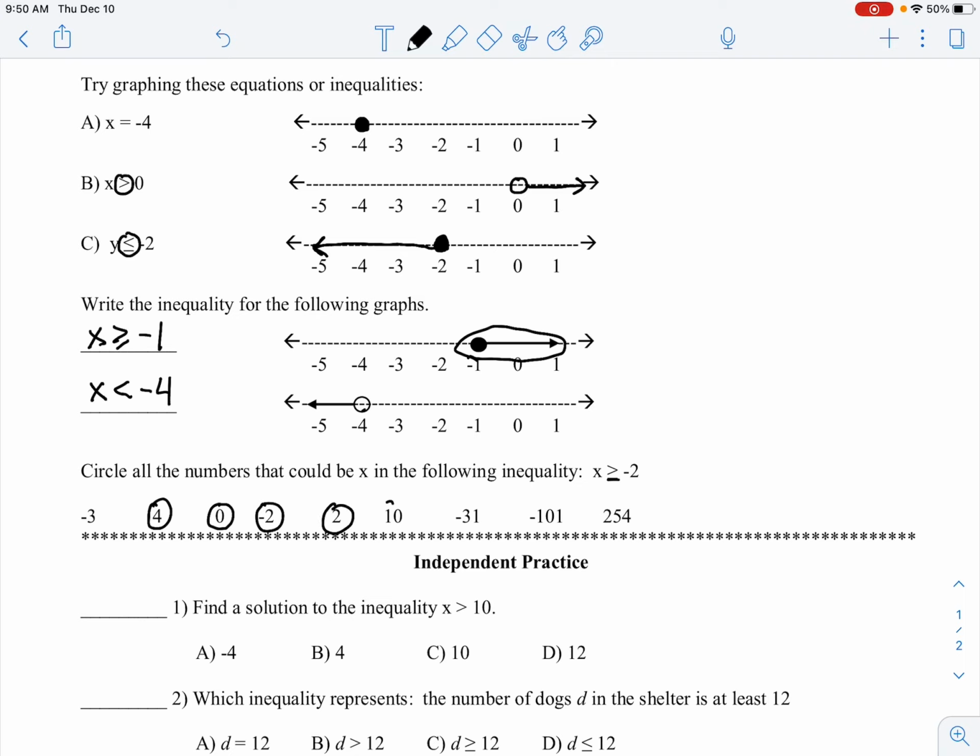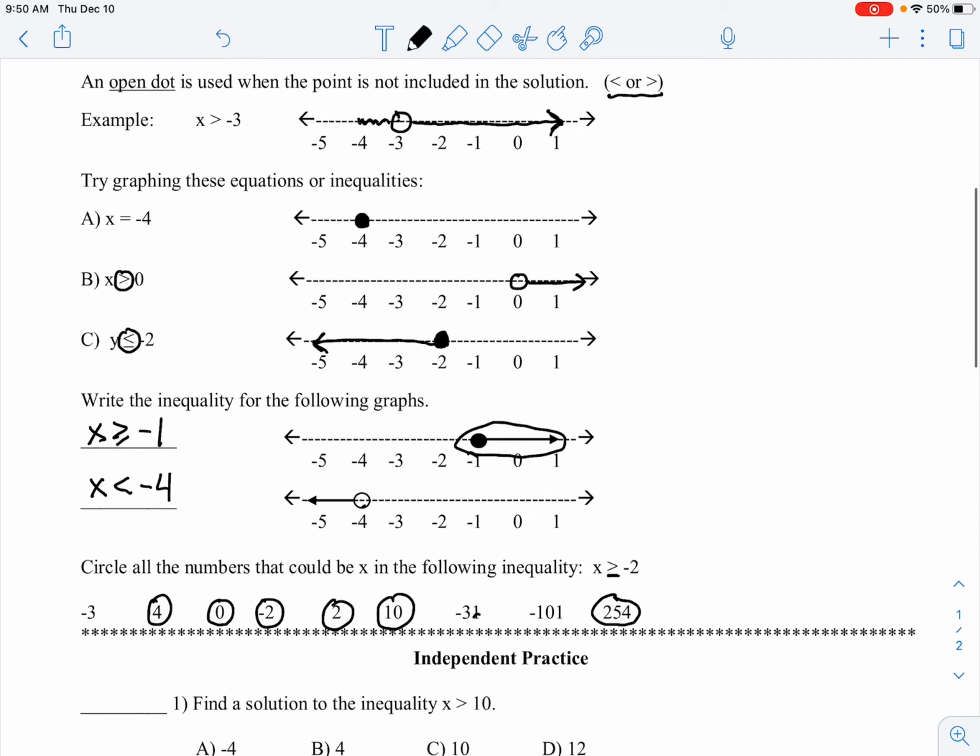And we're just fishing through to find everything that is bigger than -2. So the only ones we have that aren't here are -3, -31, and -101. Those are all less than -2. So we will not be circling them.